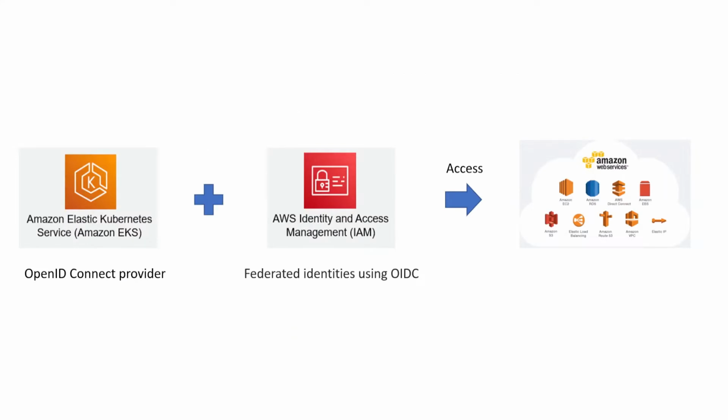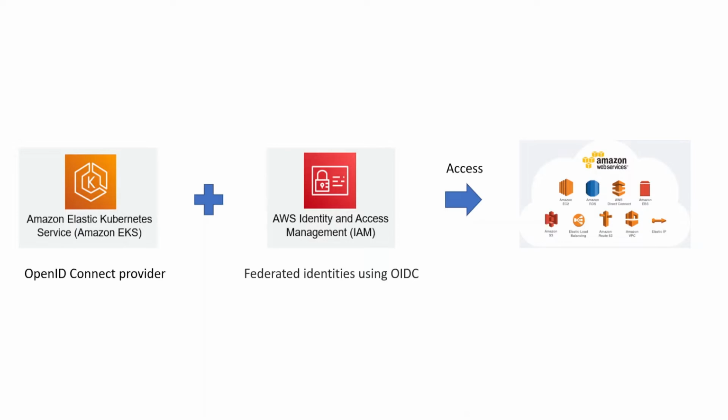Now let's try to understand the flow depicting the pod trying to access AWS services. But before we dive into the flow, there are a couple of things that you need to understand. Whenever you create an AWS EKS cluster, it by default becomes an OpenID Connect provider, or IDP, meaning it can be used to perform federated access just like the Google, Microsoft, Facebook identity providers.